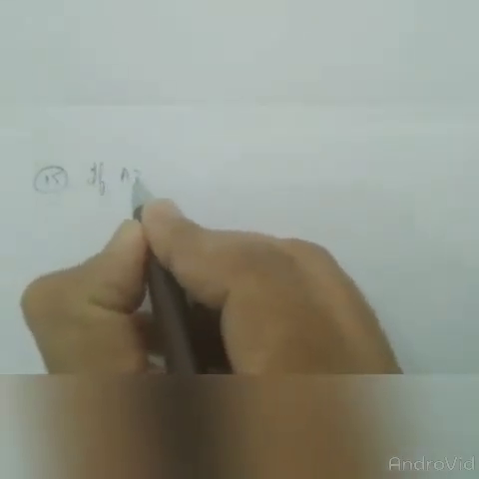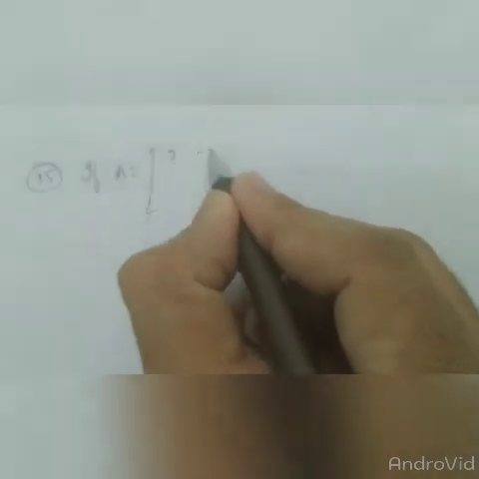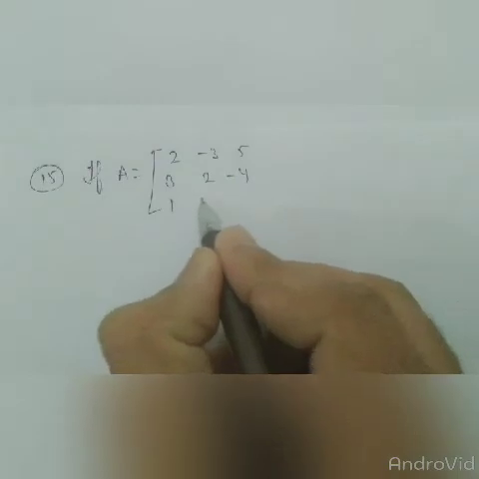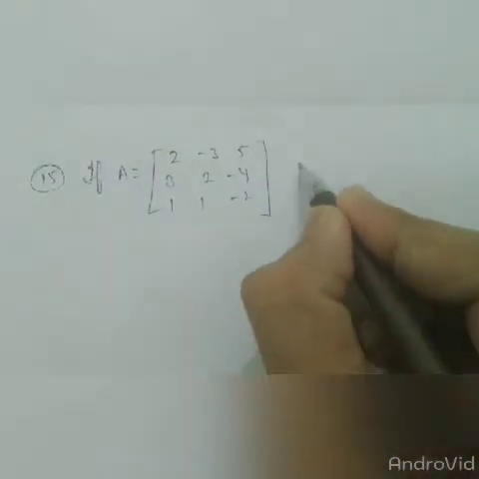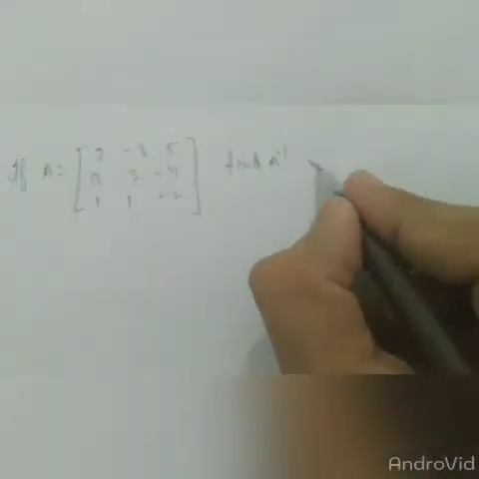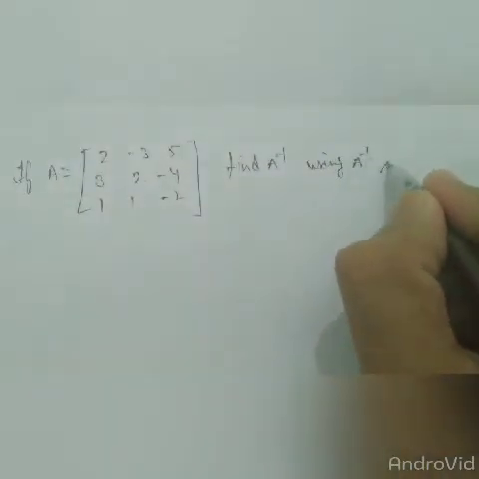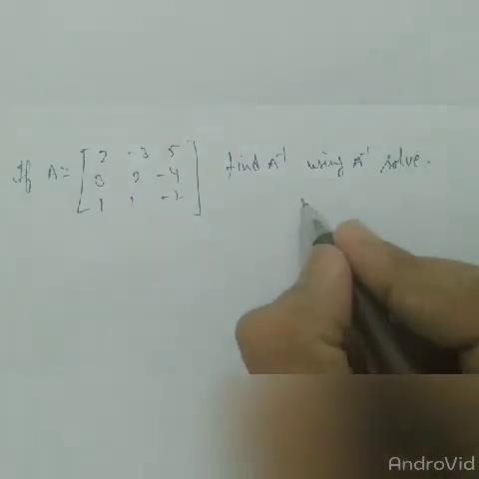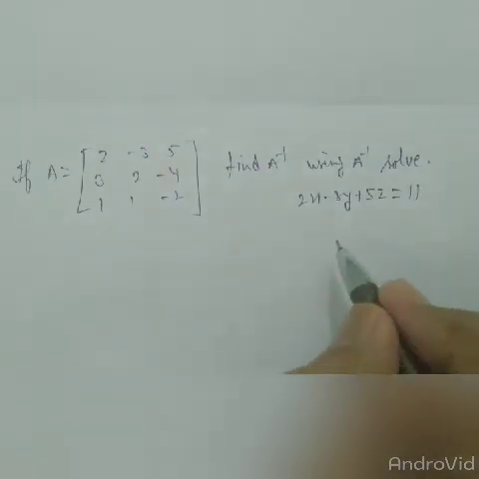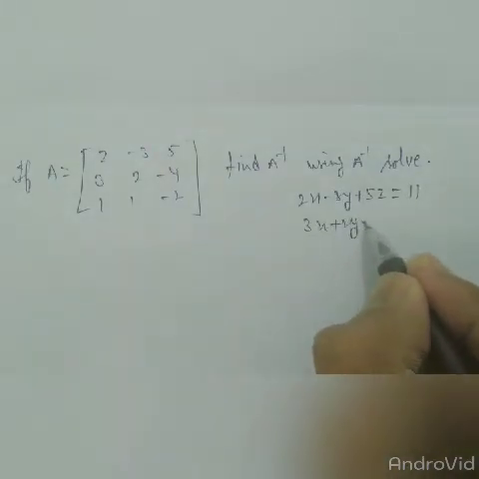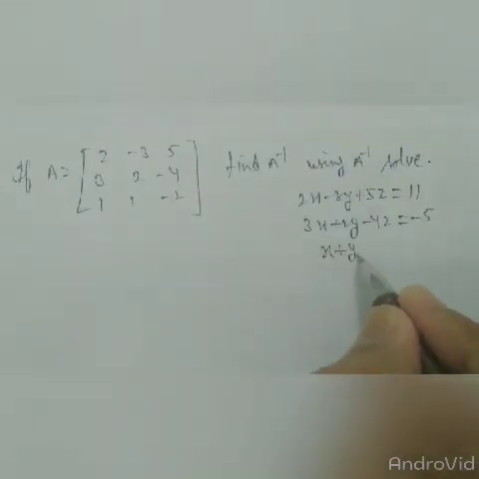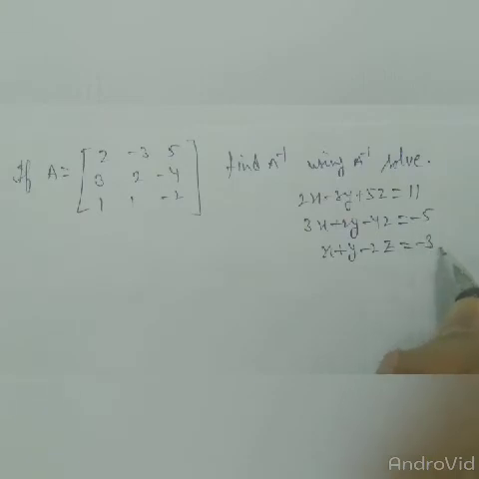If A equals 2, minus 3, 5, 3, 2, minus 4, 1, 1, minus 2, find A inverse. Using A inverse, solve this system of equations. 2x minus 3y plus 5z equals 11. 3x plus 2y minus 4z equals minus 5. x plus y minus 2z equals minus 3.